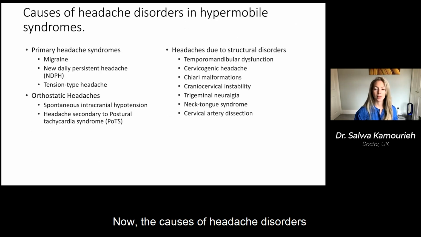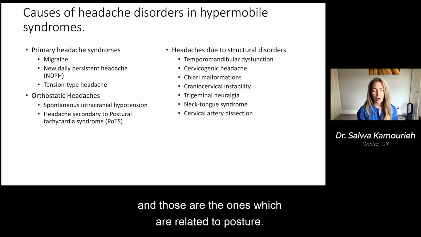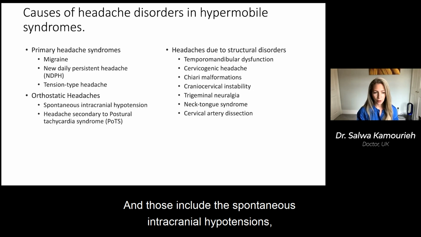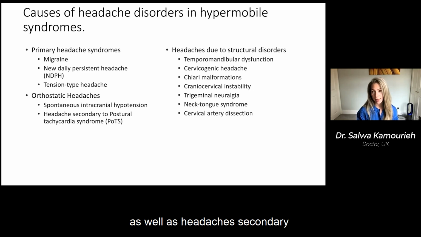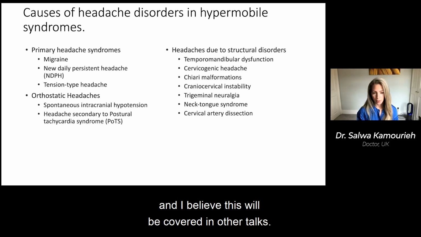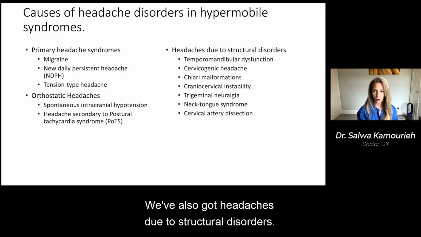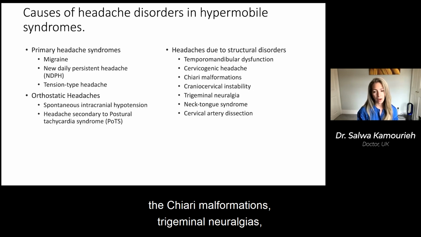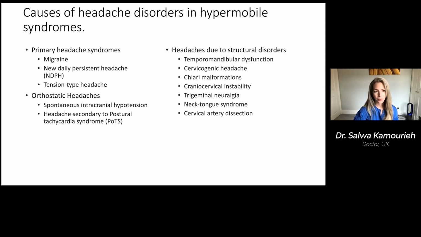Now, the causes of headache disorders in hypermobile syndromes are extensive. Within the primary headache syndromes, we've got migraine, new daily persistent headache, and tension type headaches. We can't forget the orthostatic headaches, which are related to posture, so maybe worse or better whether you're lying down or standing up. Those include spontaneous intracranial hypotension, as well as headaches secondary to postural tachycardia syndrome, POTS, and I believe this will be covered in other talks. We've also got headaches due to structural disorders. These include temporomandibular dysfunction, as well as cervicogenic headaches, Chiari malformations, trigeminal neuralgias, and cervical artery dissection.